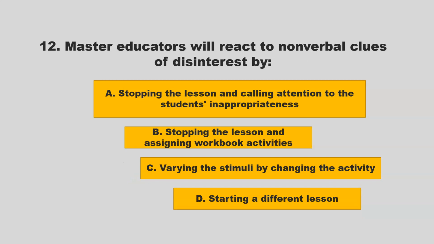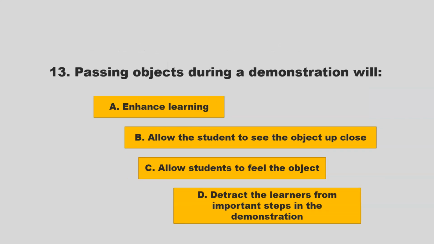Master educators will react to nonverbal clues of disinterest by stopping the lesson and calling attention to the student's inappropriateness, stopping the lesson and assigning workbook activities, varying the stimuli by changing the activity, or starting a different lesson. If you chose C, varying the stimuli by changing the activity, you are correct.